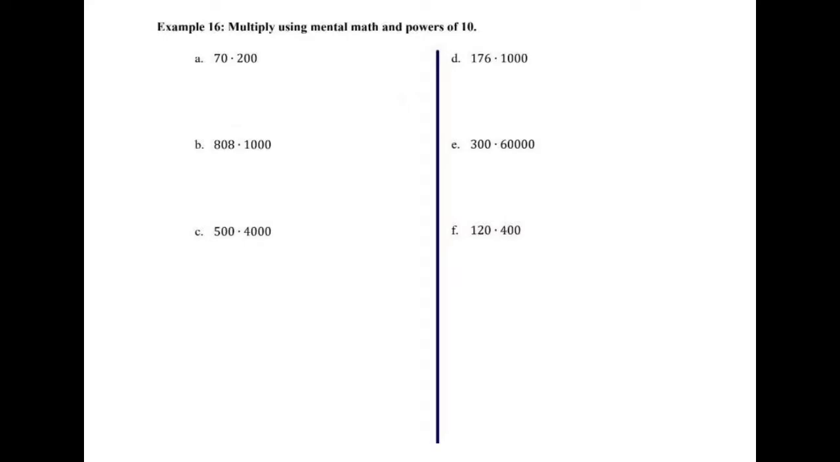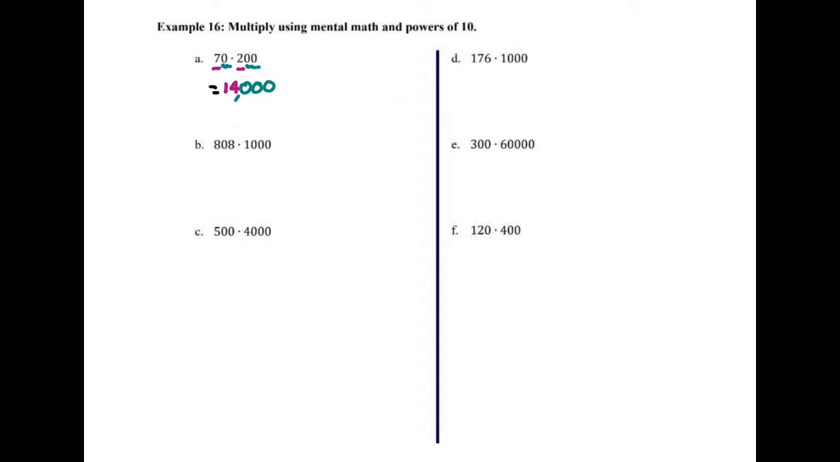Okay, example 16, we're multiplying using mental math and powers of 10. Now I erased all of their extra words because it was just a lot of wording that was kind of confusing. So let's take a look at it. Here we go. We're going to start with 70 times 200. So you're going to take the 7, times 2 gives you 14. And then we're going to count the zeros. So 1, 2, 3. So it's 14,000. And you're done.